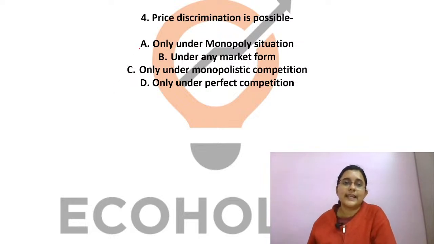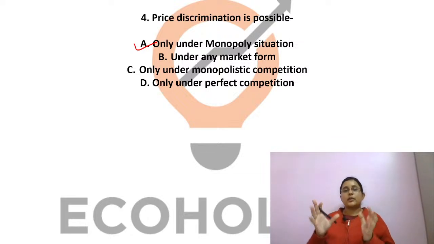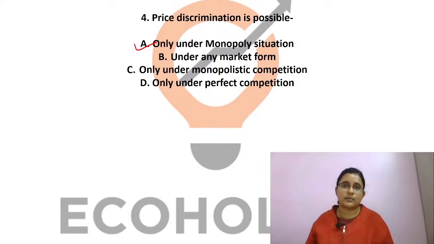A monopolist can definitely do price discrimination. This is what makes a monopolist a monopolist. Price discrimination can definitely be done under a monopoly situation. Other situation definitely it will not be perfect competition. If it is not perfect competition, then option B also gets automatically eliminated. So in a few questions you have to use the method of elimination as well to reach the right solution.